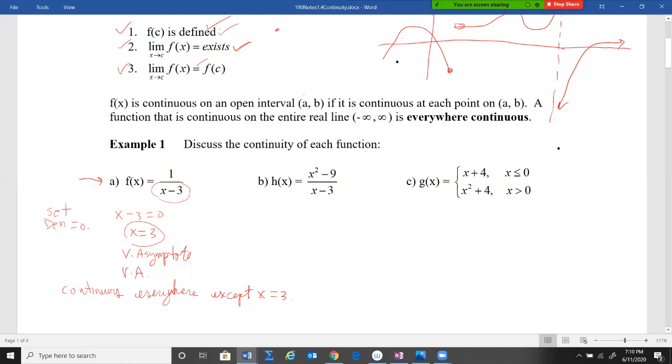Again, you look at the denominator, set it equal to 0. So we have x minus 3 equals 0. That means at x equals 3, we have a problem. We have a discontinuity there. So we can see it is also continuous everywhere else.